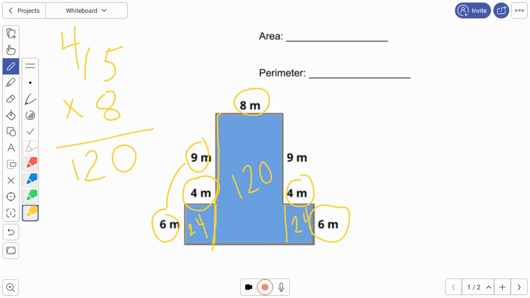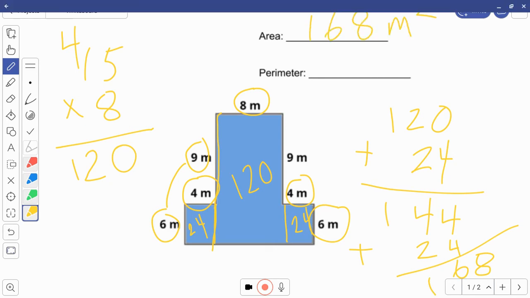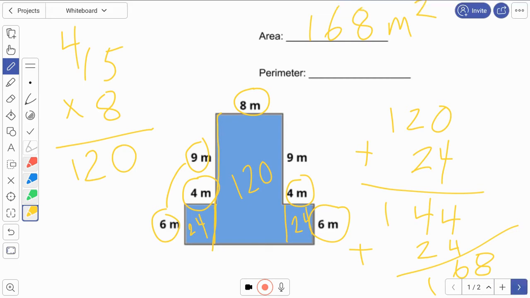All right, now I add those together. 120 plus 24 gets me 144. Adding on the second 24 that I had, and it gets me 168 meters squared. So we get the same answer. It's just 2 different ways that we can look at it.